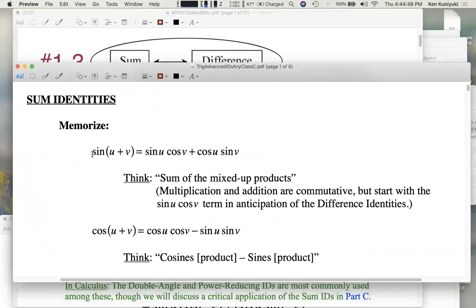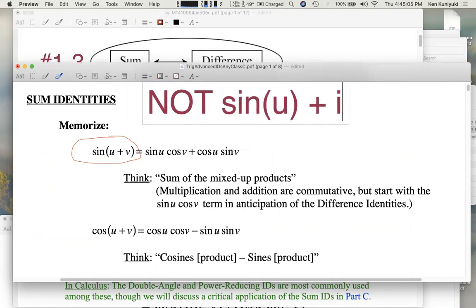So, the sine of u plus v. What is the sum-identity for the sine function? It is not, don't engage in wishful thinking, it is not sine of u plus sine of v. It does not break up like that. Square roots don't work like that. Logs don't work like that. Sine and cosine don't work like that either. You do not break things up like that.